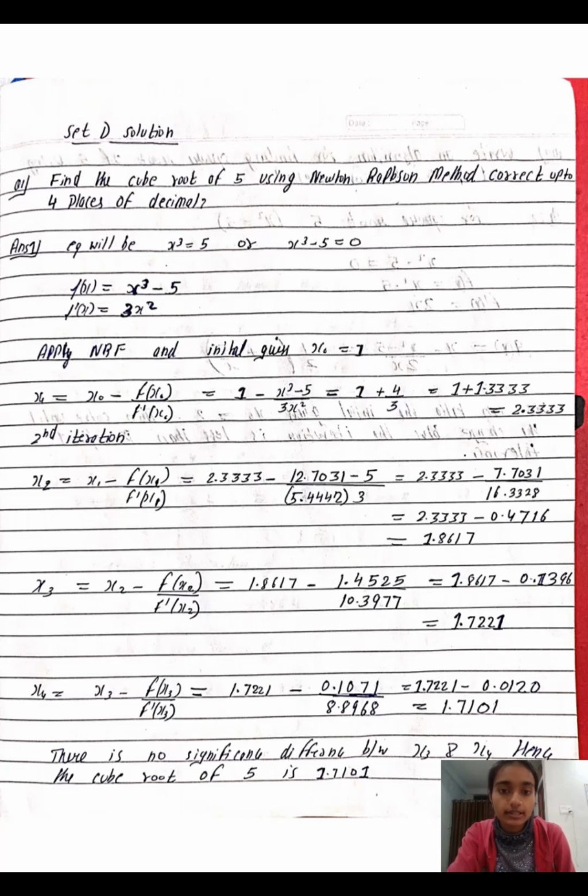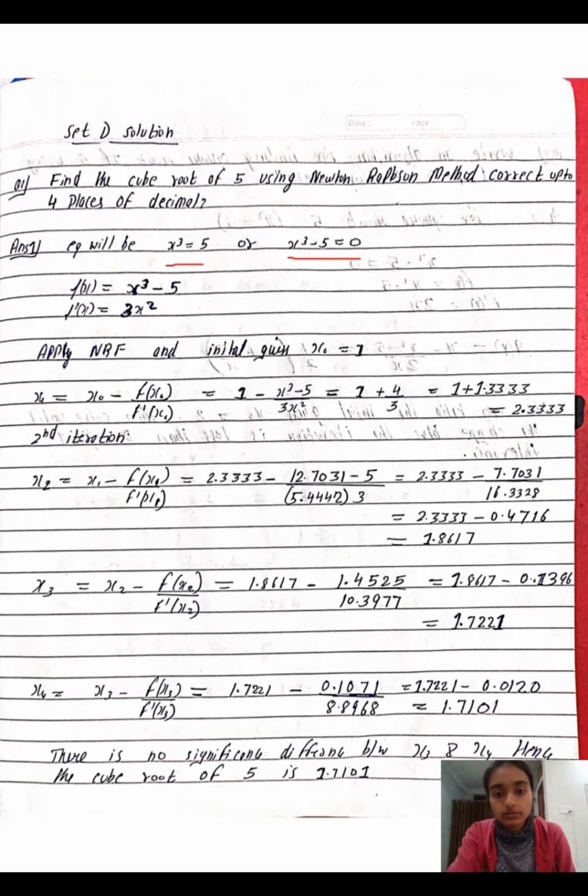Then our equation will be x cube equals 5, or x cube minus 5 equals 0. Now the function f(x) is x cube minus 5 and its derivative f'(x) is 3x square. Now applying the Newton-Raphson formula and taking the initial guess as 1, the formula is x1 equals x0 minus f(x) divided by f'(x).